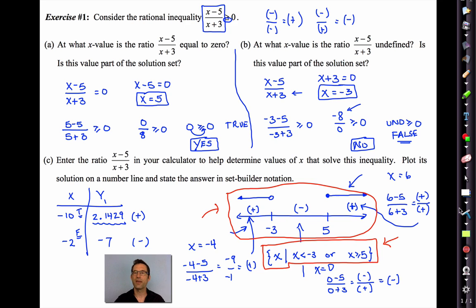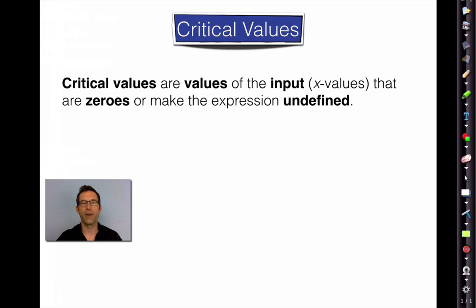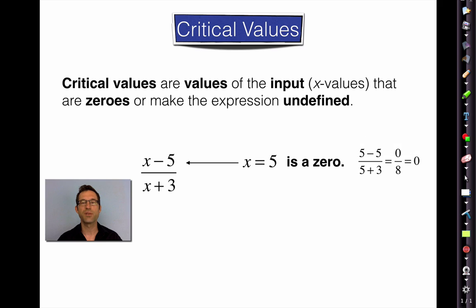All right, I'm going to clear out the text, and let's learn about what's known as a critical value. Critical values are values of the input, so they're x values, that are either zeros of the expression or make the expression undefined. So for that last expression, x minus 5 divided by x plus 3, x equals 5 is a zero. We already saw why, because when we substituted it in, we got 0 divided by 8, which was 0.